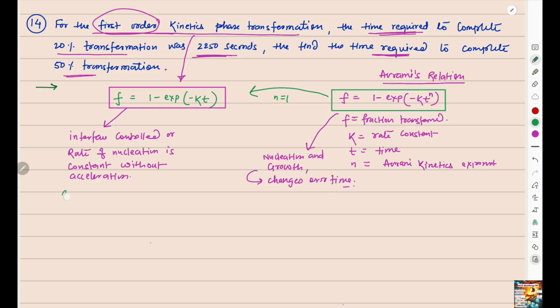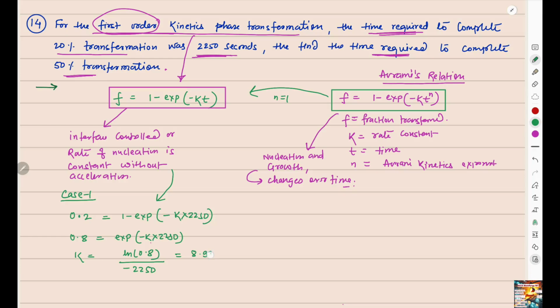For case 1, we see that there is 0.2 fraction transformed, 1 minus exponential minus k into 2250 as the time. This is for 20% transformation. From here we will write 0.8 equals exponential minus k into 2250. We will take the natural log and then we can write k equals negative of ln 0.8 divided by minus 2250. This value comes to be 8.924 into 10 to the power minus 5 per second.